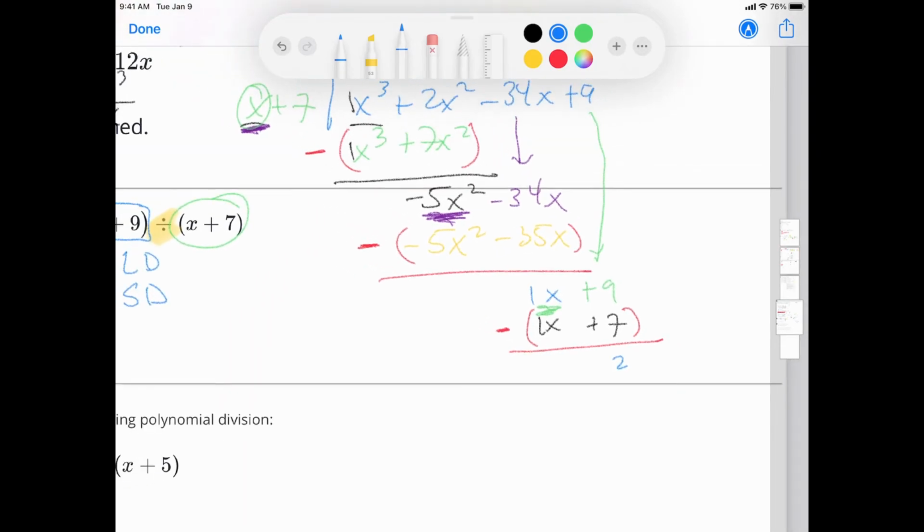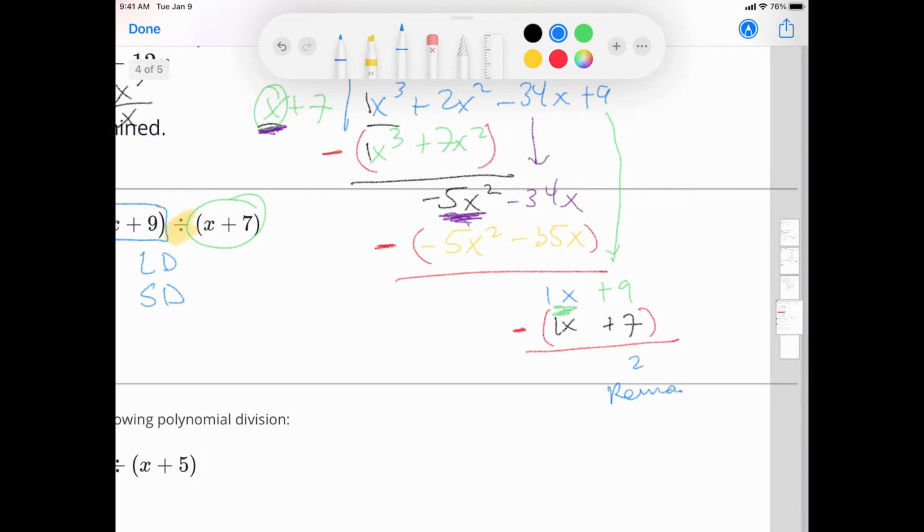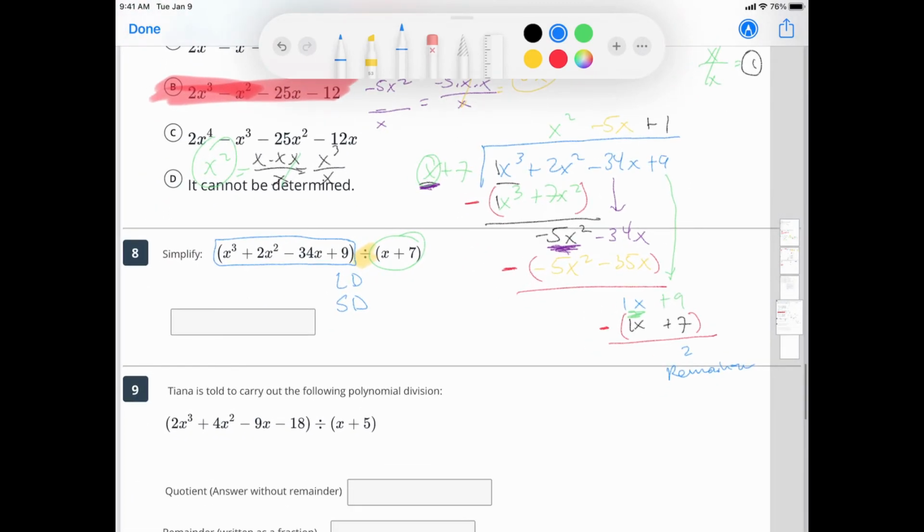So you have a remainder here. And basically, you're going to take all of this here. So the answer is going to be x squared minus 5x plus 1. And the remainder, which is positive 2, you're going to put that over the divisor, which is x plus 7. And this would be our answer. I want it red.